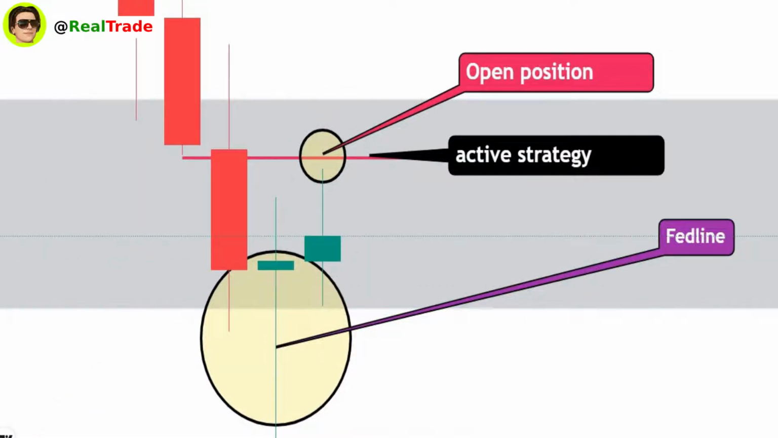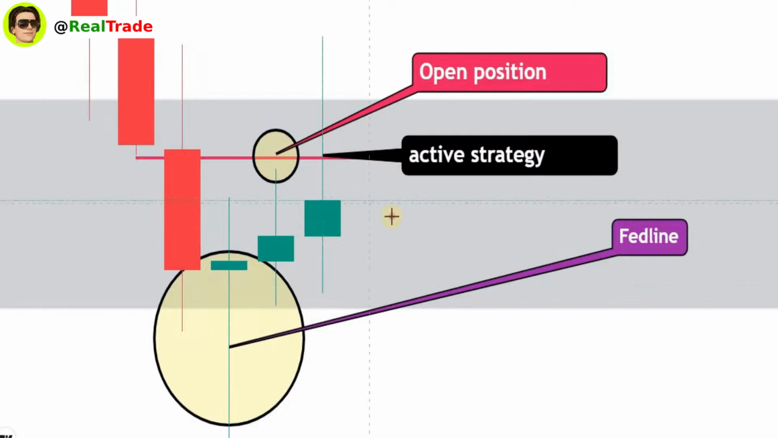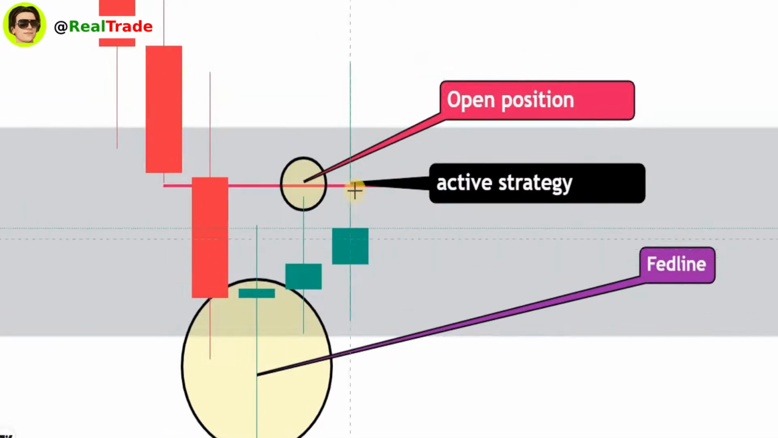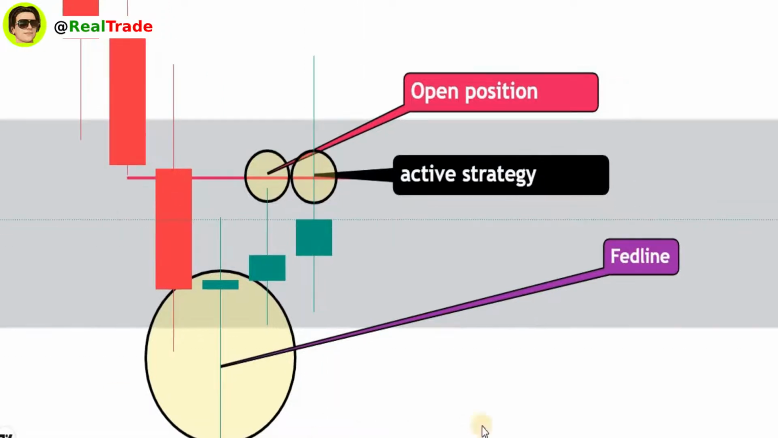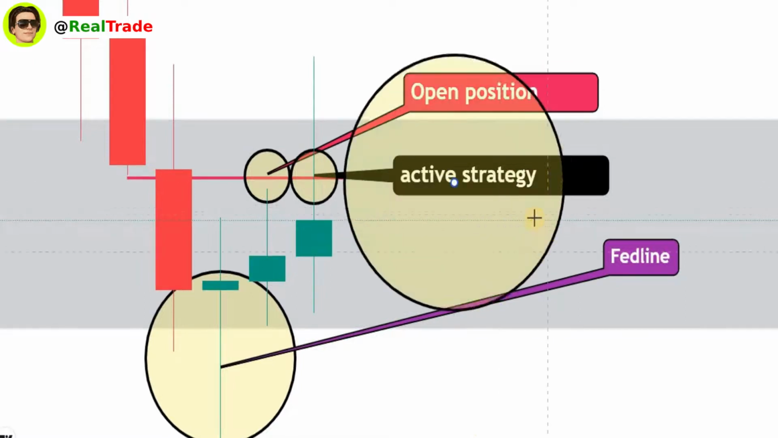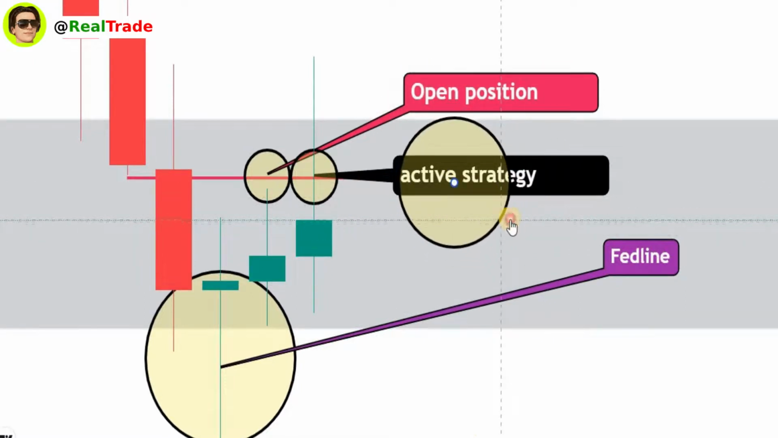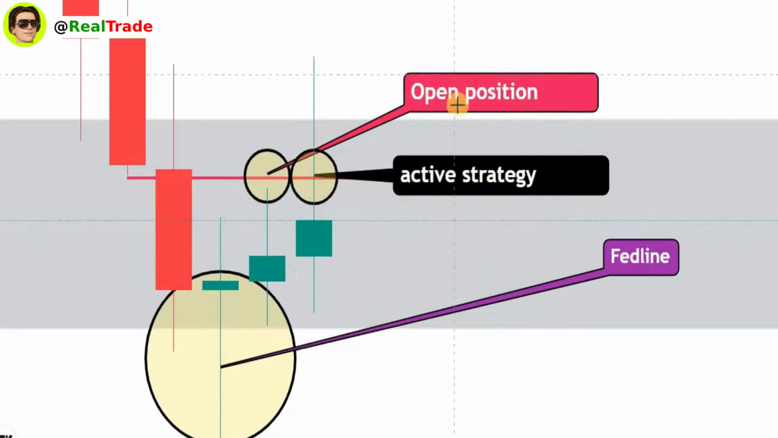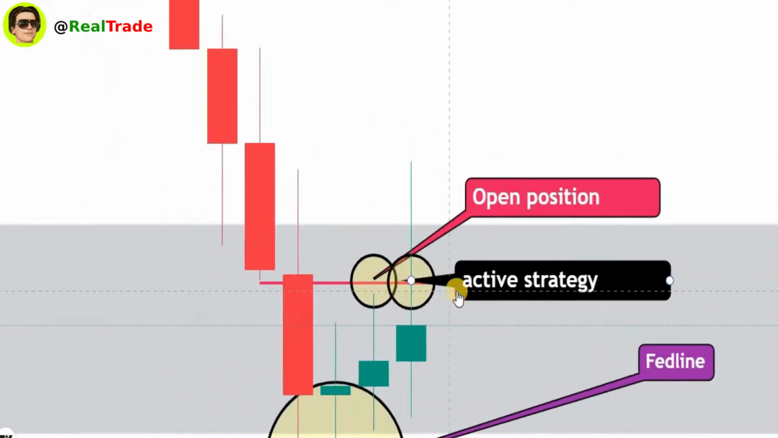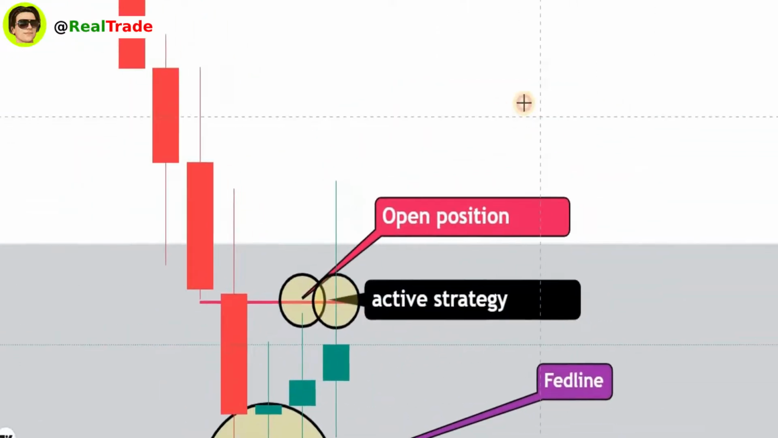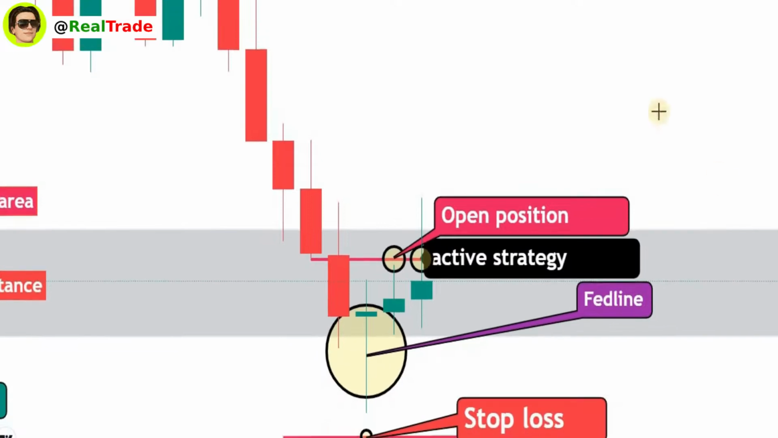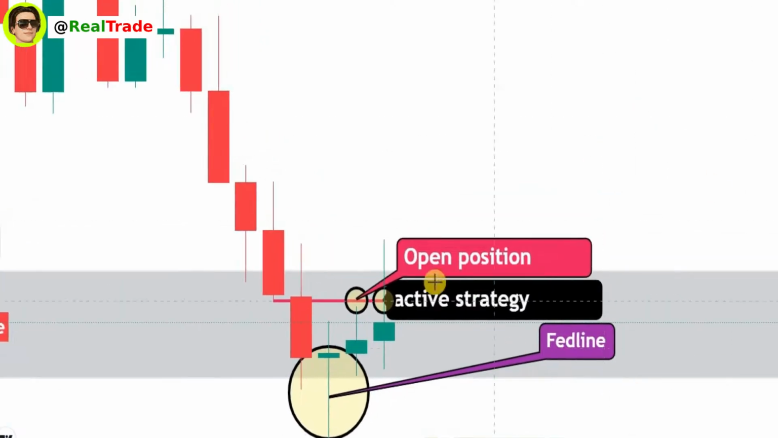Yes, continue. Yes, this candle, active strategy, I open position. I open position. Yes, continue. Active strategy and open position. And now continue.